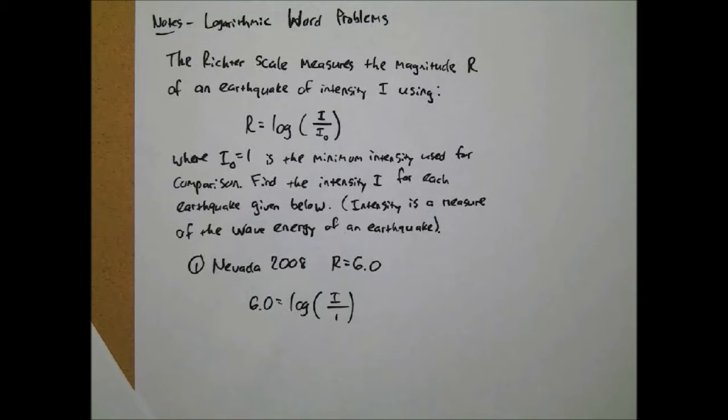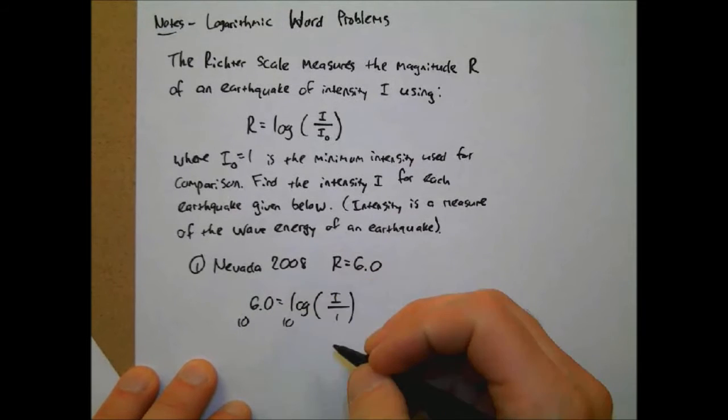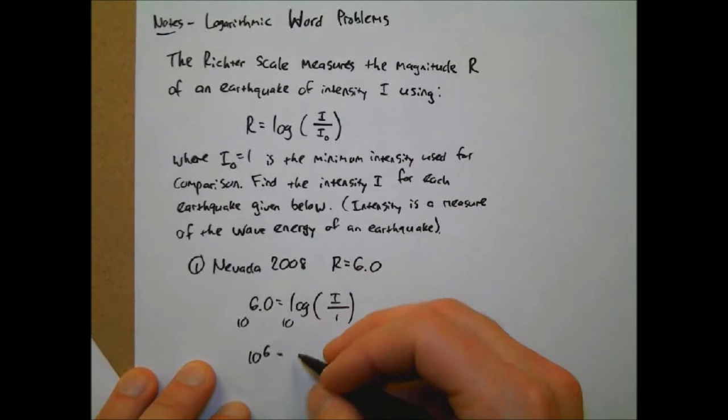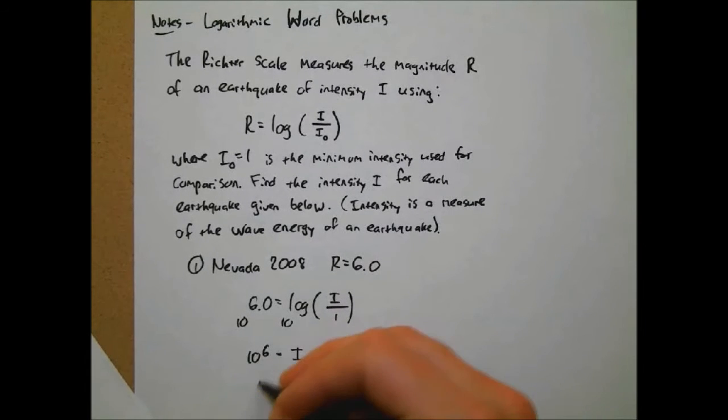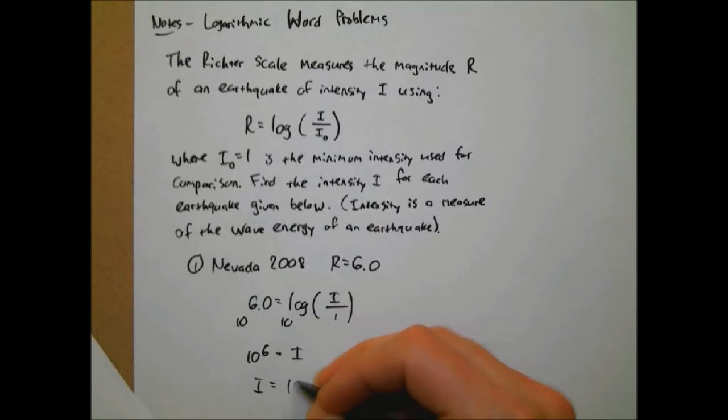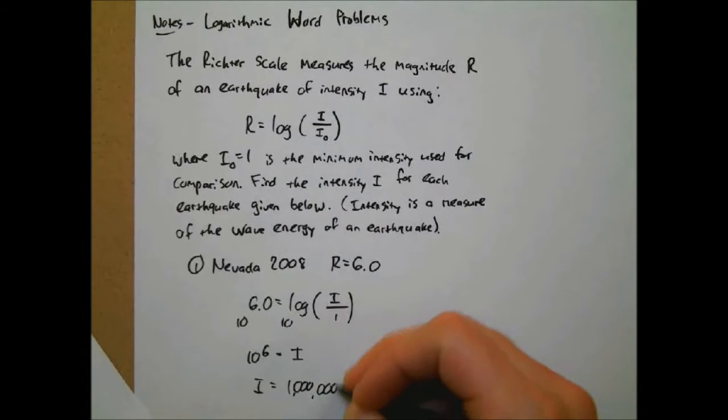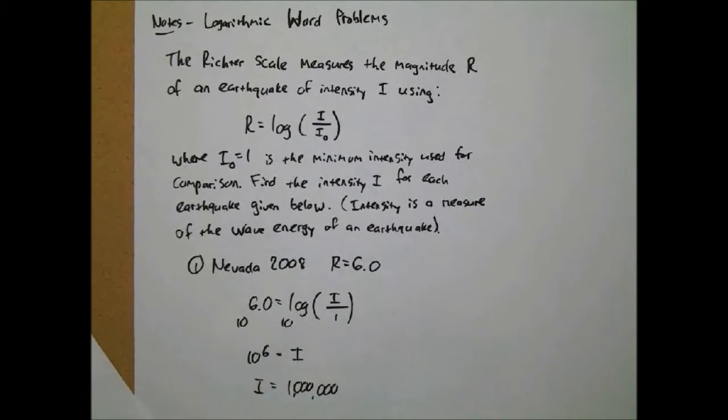What should we do to solve for I? Use 10? Yeah, remember log, right? The common log, just use 10 to the left-hand side and 10 to the right-hand side. So we have 10 to the 6th equals, well, essentially I over 1 and just I there. So in other words, I is going to be 1 million. Now, I'm not sure what the units are for this.